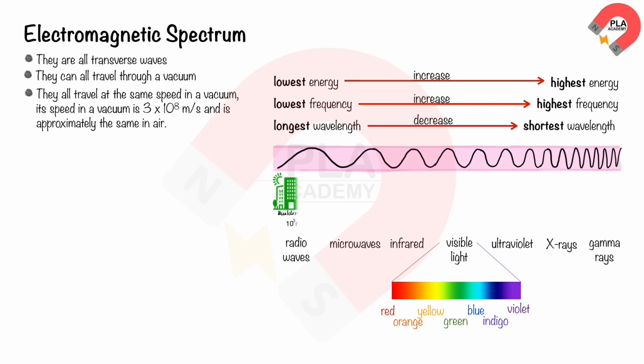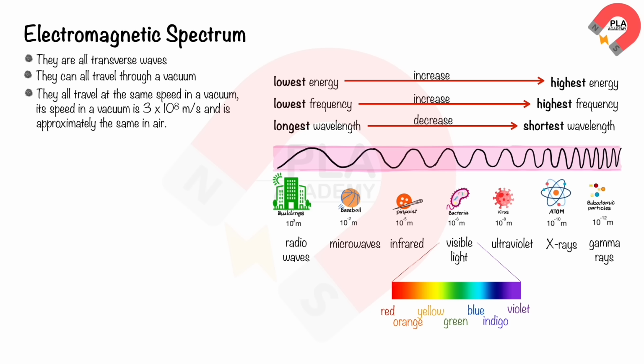The wavelength of a radio wave is approximately the size of a building. Microwave is approximately the size of a baseball. Infrared is approximately the size of a pinpoint. Visible light is approximately the size of a bacterium. Ultraviolet is approximately the size of a virus. X-rays are approximately the size of an atom. Gamma rays are approximately the size of subatomic particles.